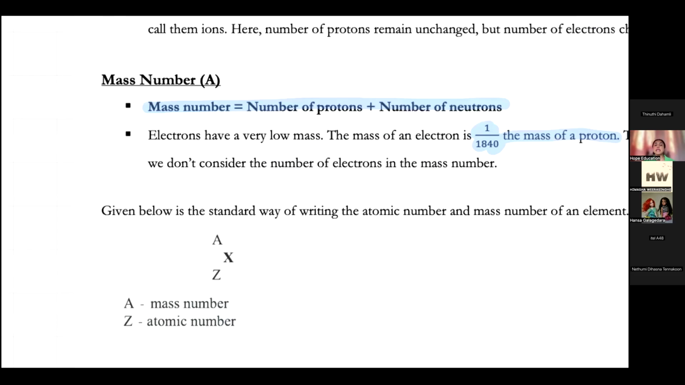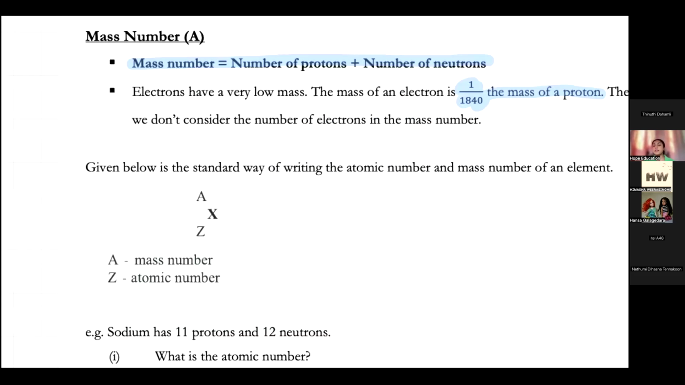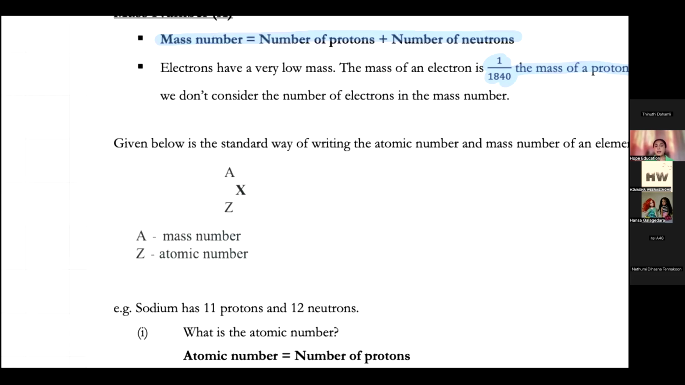Given below is the standard way of writing the atomic number and the mass number of an element. Generally, for an element, you write the symbol of the element. In the left bottom corner you write the atomic number. In the left top corner you write the mass number. That is the standard way of writing.